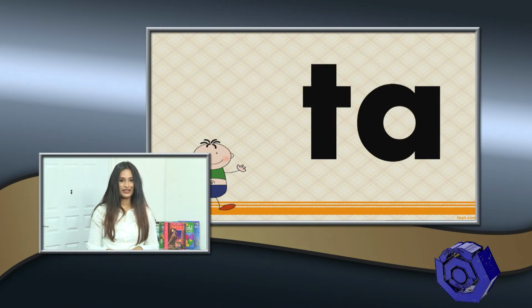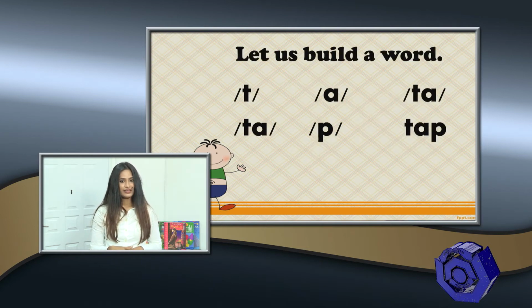Now we're going to build the word. T and A together says ta. Let us build the word now. We have t, a, ta, p. Let's go. Ta, p, tap. The word that we build is tap.